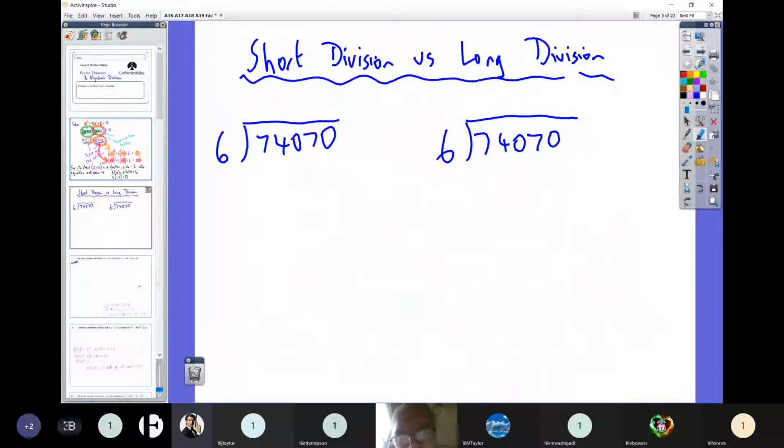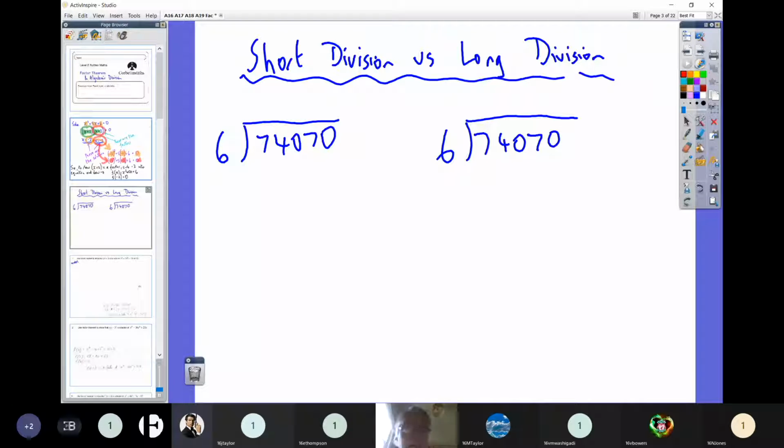I'm going to do it by short division on the left, which is the one you probably know. And then I'm also going to do it by the long-winded long division on the right, because that's the sequence we do things in when we do the algebraic division. So let's just go through the basic one on the left.